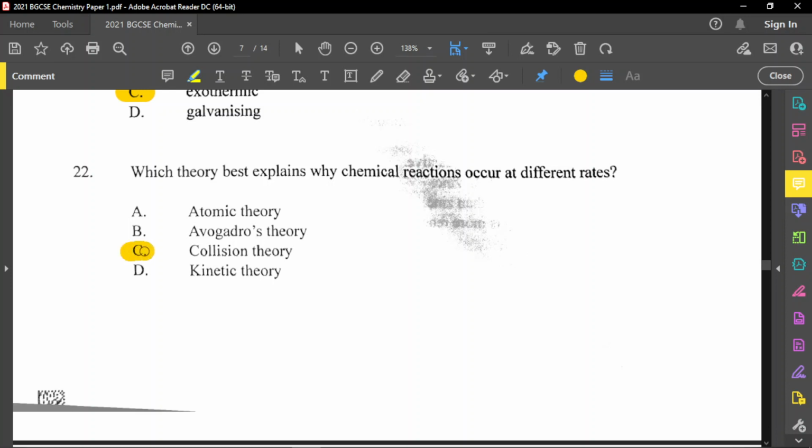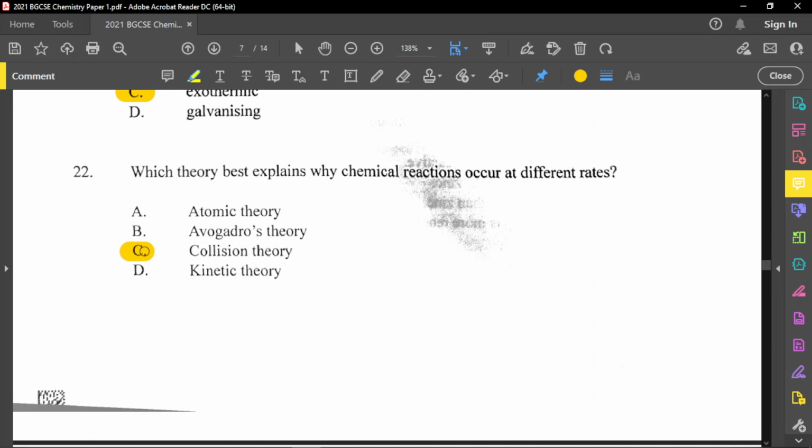So collision theory, which is the correct answer, actually states that the rate of reaction is proportional to the number of collisions between molecules of the reactants. So again, as the particles of the reactant collide more and more frequently, then the reaction rate will be much faster.